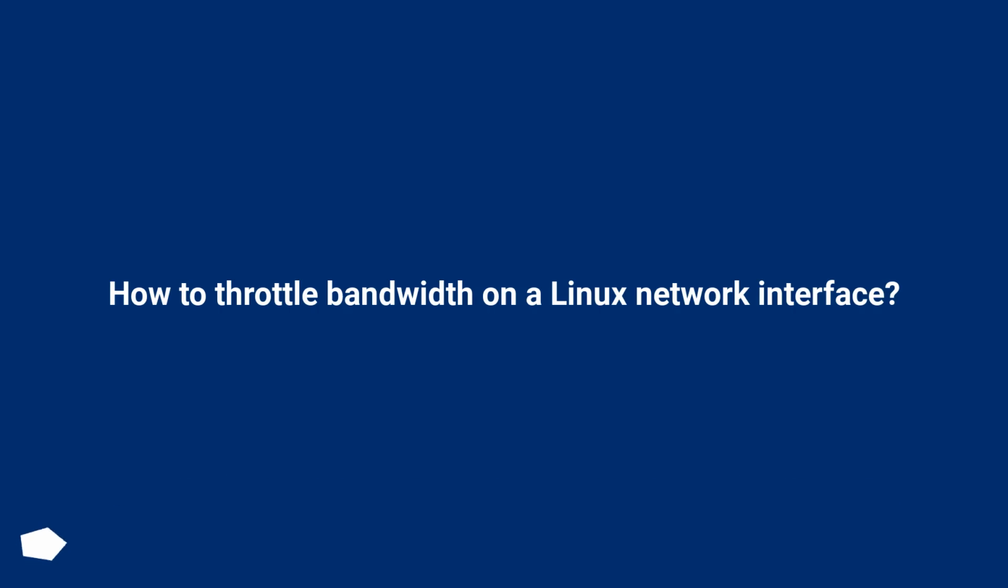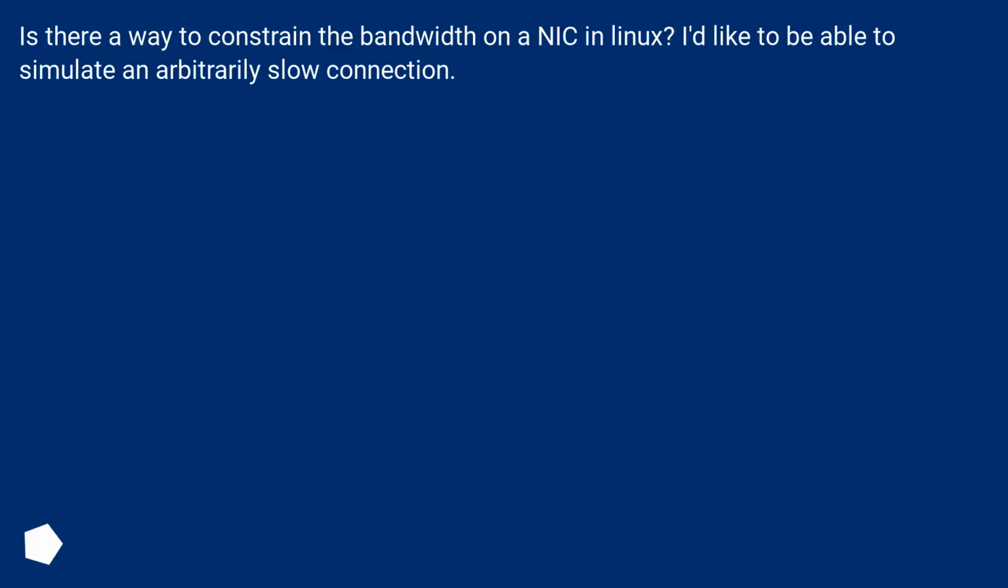How to throttle bandwidth on a Linux network interface. Is there a way to constrain the bandwidth on a NIC in Linux? I'd like to be able to simulate an arbitrarily slow connection.